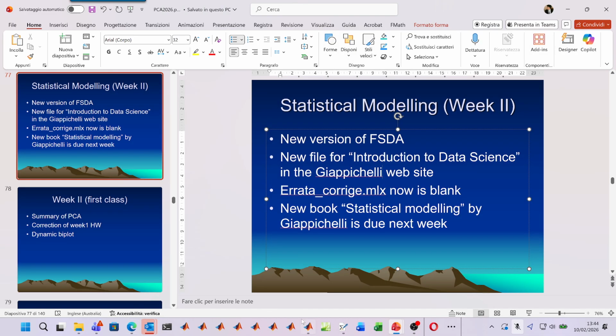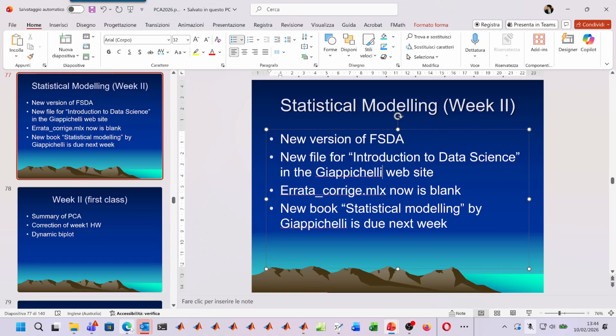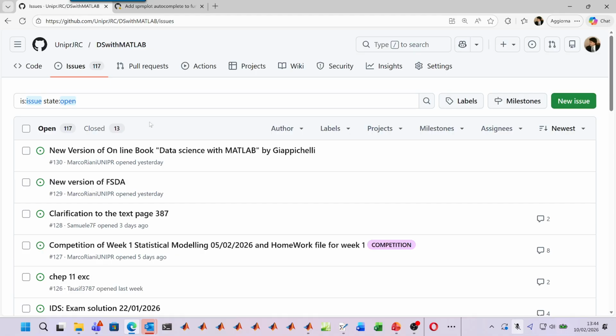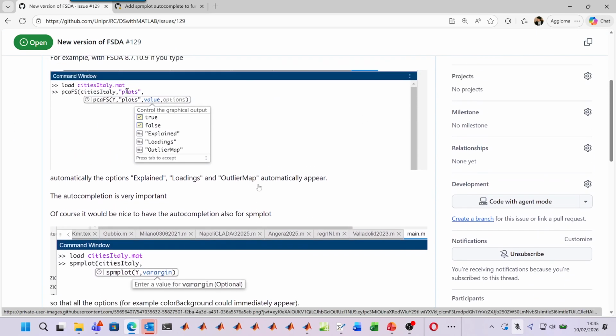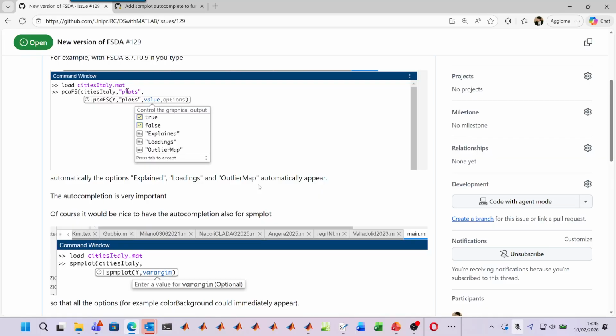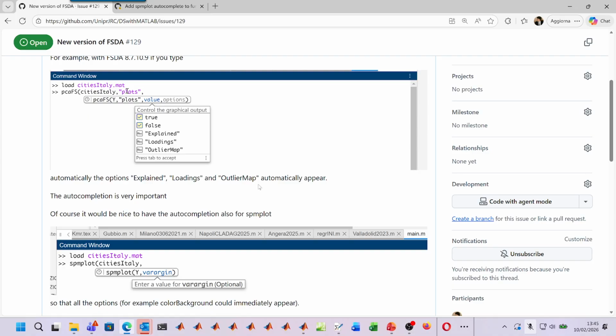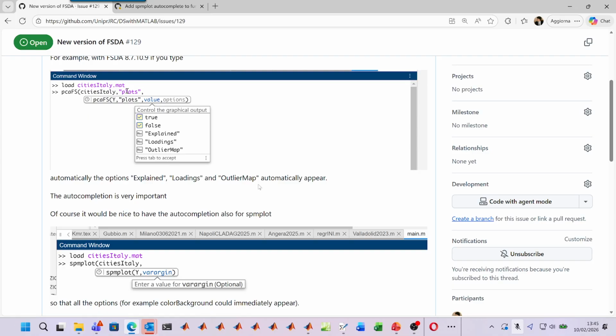I hope that you regularly check what is in the issues, because that's where the interaction takes place. There was a new version of FSTA, and this new version now has the auto-completion. In this case, we have to thank the student Giacomo Boschi, who wrote the auto-completion, because there is a variety of persons, and there are persons who are already outstanding.